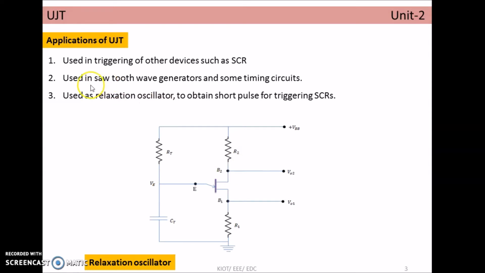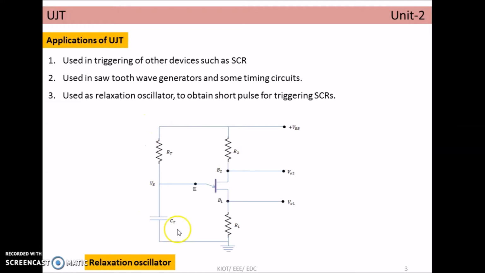And at the same time, this UJT can also be used as a sawtooth wave generator and also in other timing circuits. And the third one is, it is used as a relaxation oscillator to obtain short pulses for triggering SCRs. Relaxation oscillator in the sense, without applying any input signal, the device that is generating pulses is called a relaxation oscillator. So in these circuits, UJT is used for triggering some other electronic devices, mainly SCRs.